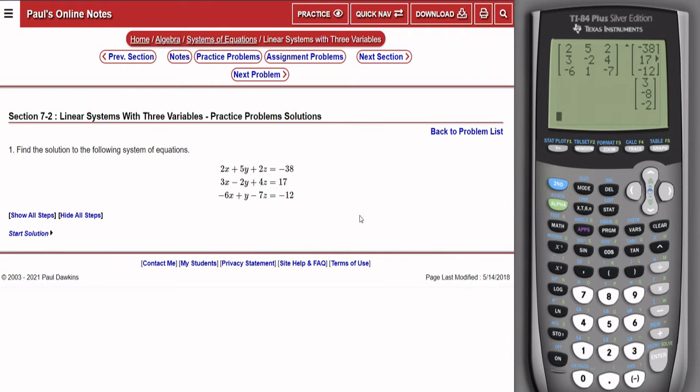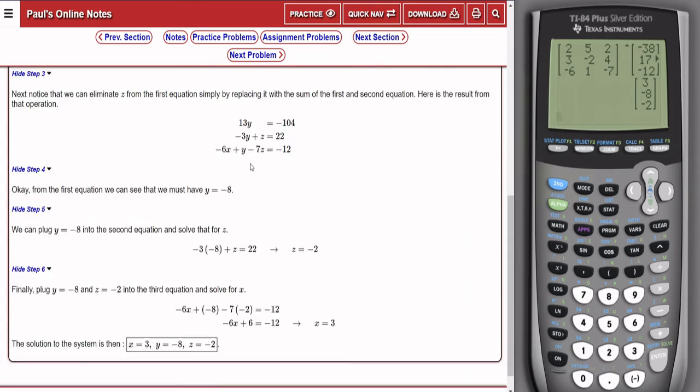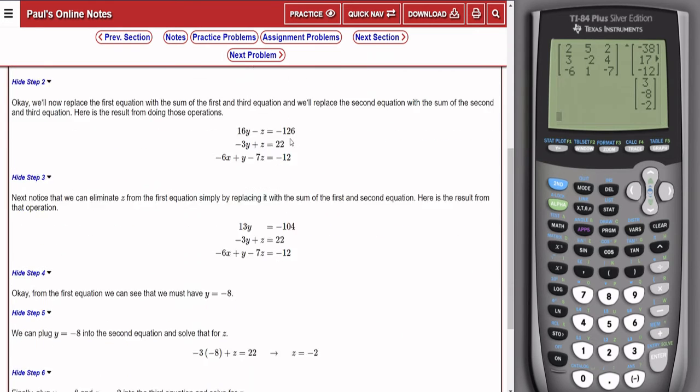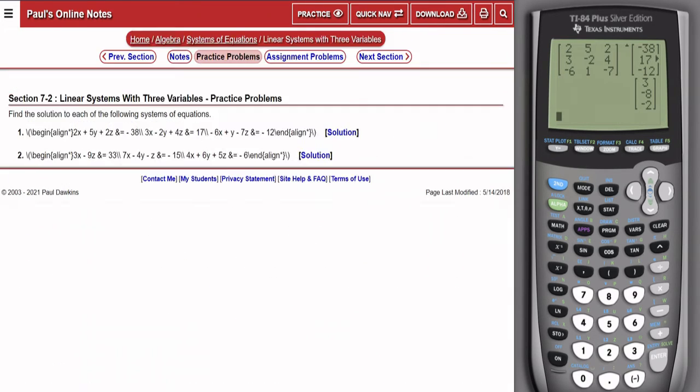Let's go ahead and check the solution to this problem to see if we have the right steps. As you can see, they did it by hand. It's also a good way to check your handwritten work to make sure you solved the problem correctly. And as you can see, we got x equals 3, y equals negative 8, and z equals negative 2.